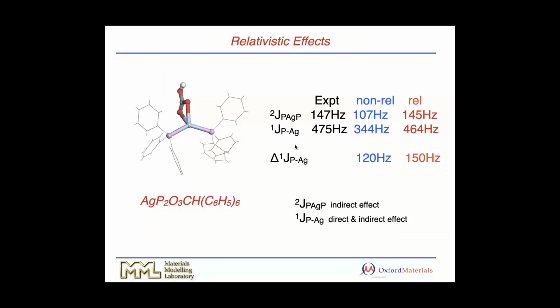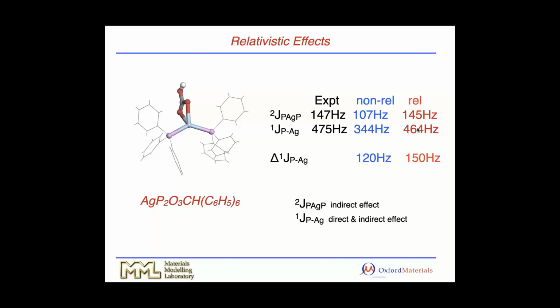Okay. Just to note that CASTEP can naturally include some relativistic effects. Because we use pseudopotentials, we can calculate those core electrons with a relativistic equation, some derivative of the Dirac equation. That can be important. So this is, for example, a complex involving phosphorus and silver. Silver is rather heavy. If you do a simple Schrodinger-like solution for the J couplings, it's not bad, but it's not a great description of experiment. If you include the relativistic effects within CASTEP, actually you do rather better.